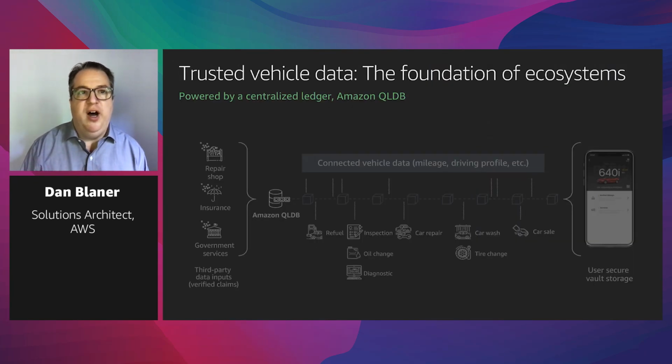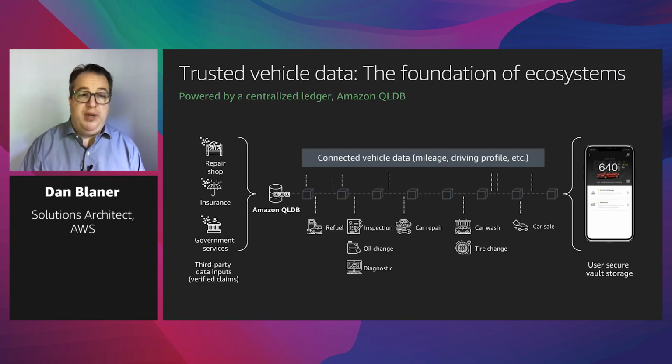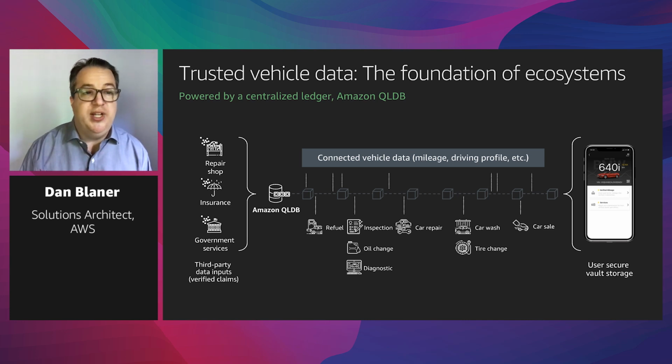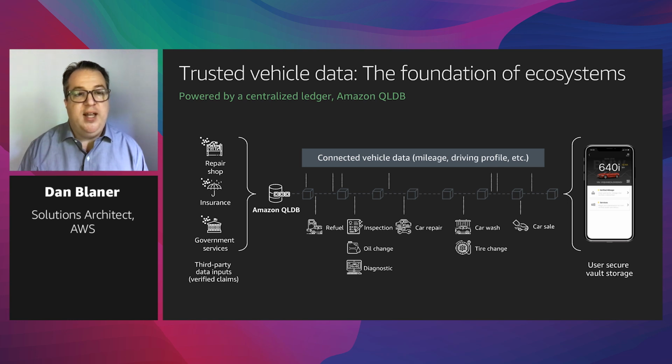Here's a graphic depiction of the application. In the middle, you can see different types of data being stored in QLDB, including vehicle maintenance data, the car sale data, and maintenance data. That data is available on a mobile application and is shared with repair shops, insurers, government entities, and other third parties.